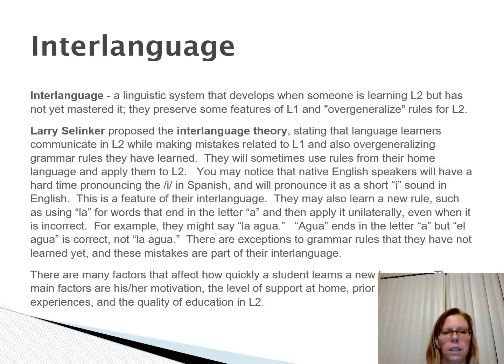And interlanguage is a linguistic system that develops when someone is learning L2, but they're still making mistakes that are related to L1, and they're also making mistakes from overgeneralizing rules that they learn. So this theory was proposed by Larry Selinker. You do need to know his name for the test. And again, he says interlanguage is when you're speaking L2, but making mistakes related to L1, language 1, and also overgeneralizing rules.